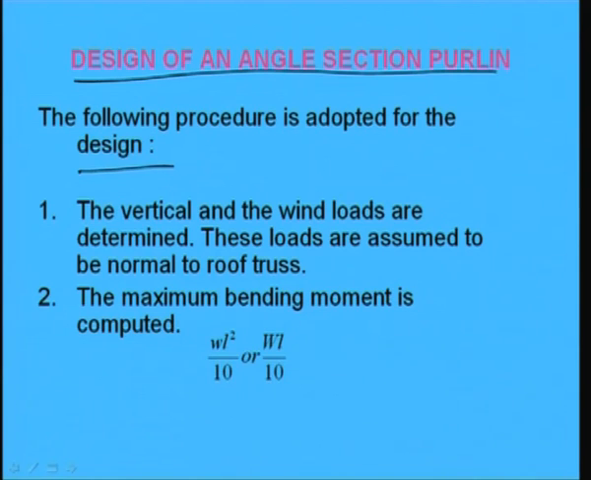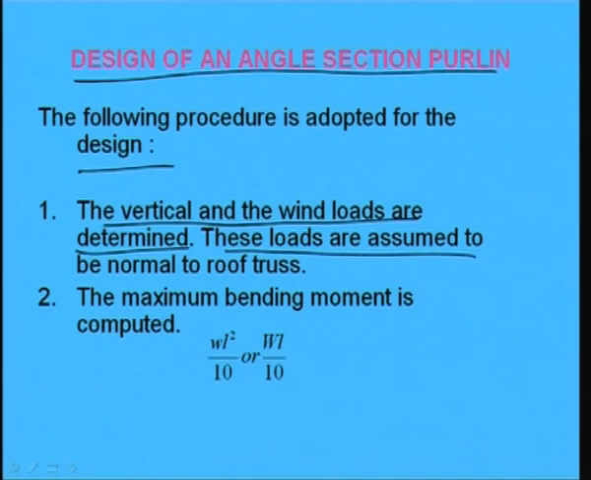The procedure is similar to what we discussed: the vertical and wind loads are determined. First we will find out the wind load and the vertical load due to self weight and other imposed loads. Then these loads are assumed to be normal to the roof, right. If the roof is there, then wind load is assumed to be normal to the roof and vertical load will always be there. So, we have to take the component of that, right.